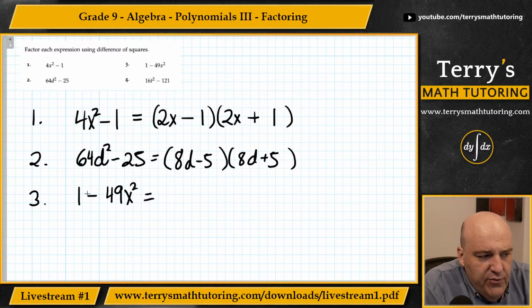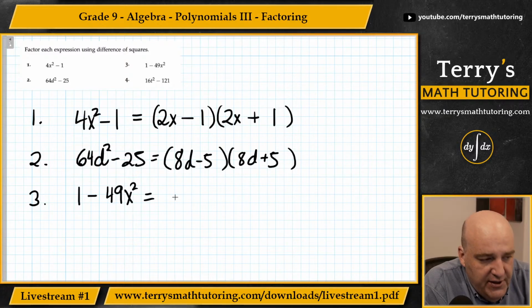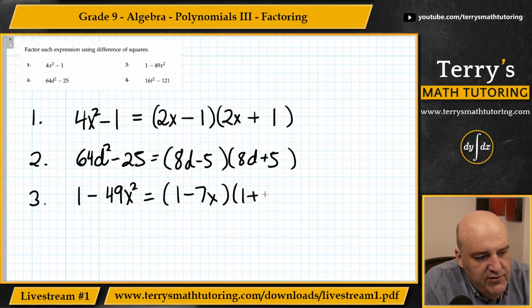This one here is really the same as number 1. It's just that instead of having the 1 on this side, the 1 is here now. The square root of 1 is 1. The square root of 49x squared is 7x. So the key things here are 1 and 7x. So 1 minus 7x, 1 plus 7x.